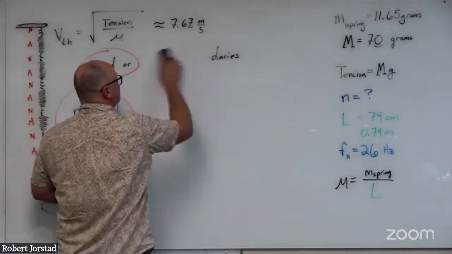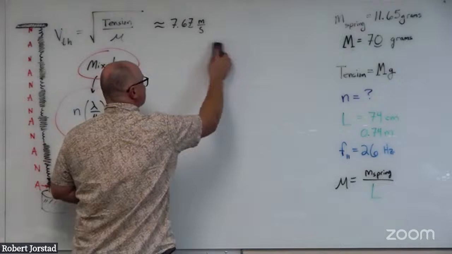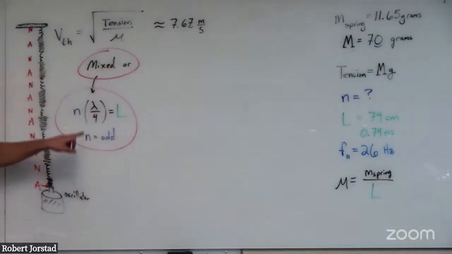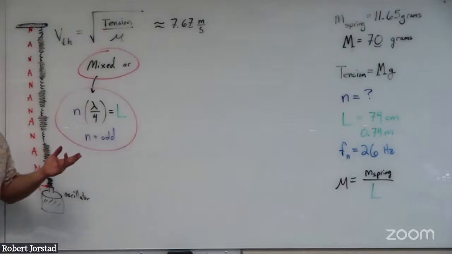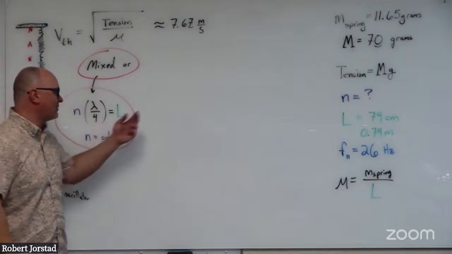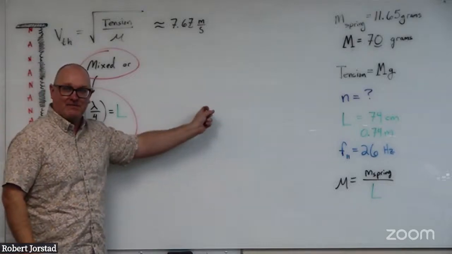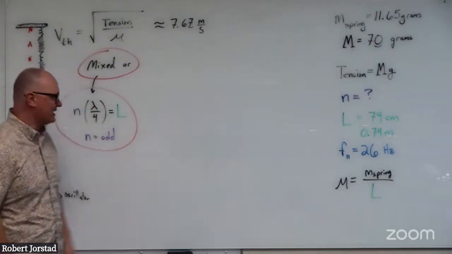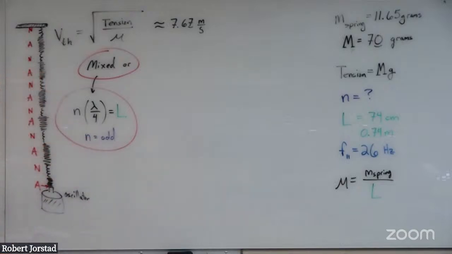So two main differences there. You have to use lambda over 4, and you can only use odd integers. Think, if you used an even number, 2 lambda over 4 would be a lambda over 2. That would be an example that matches matched boundary conditions. So that doesn't make sense. You can only use the odd harmonics.